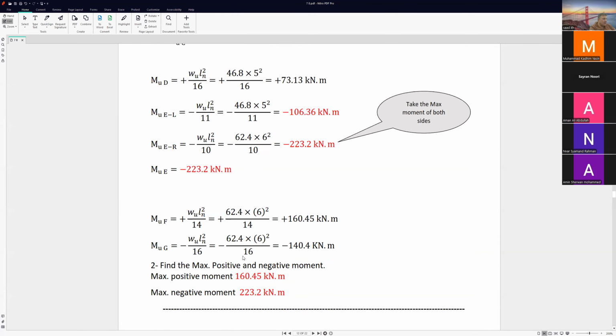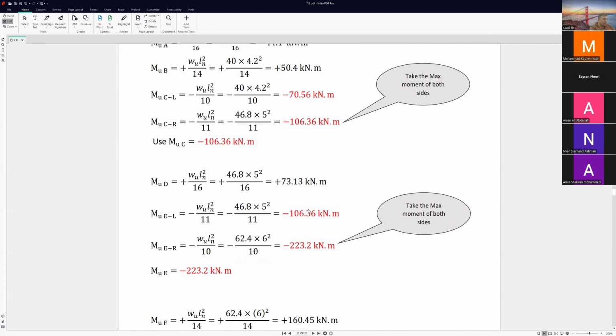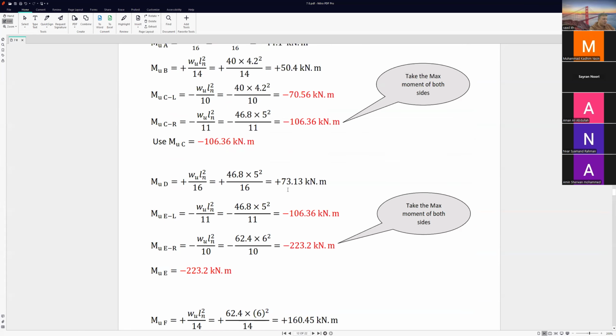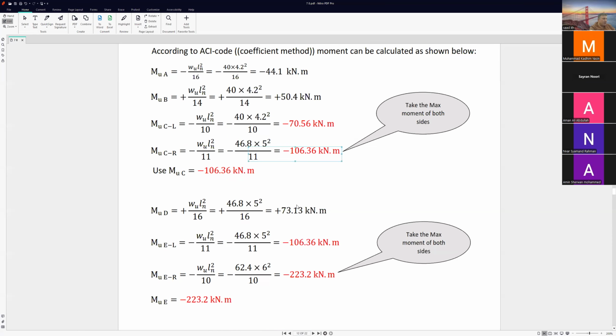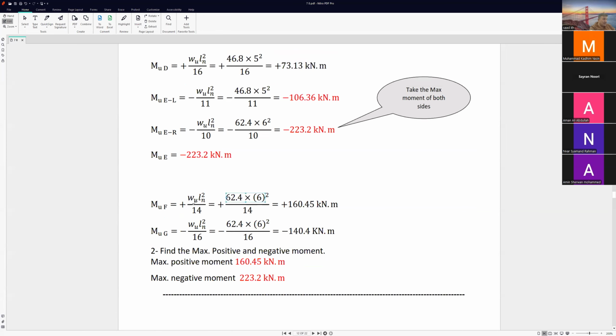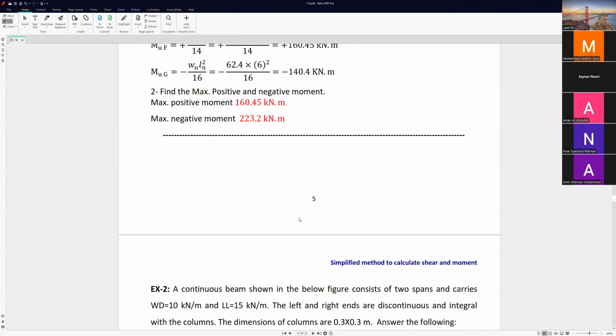Positive, which one is the negative one? 223 between all of them. For example, negative, where is negative? 44. We have minus 106. We have minus 223. Then we have minus this one, 223.2, the negative one. What about the positive one? 73, 50, 44. Then we have 70, and we have 160 for Mu at F. So it's 160, the maximum positive moment.